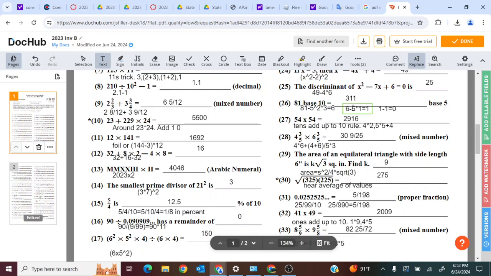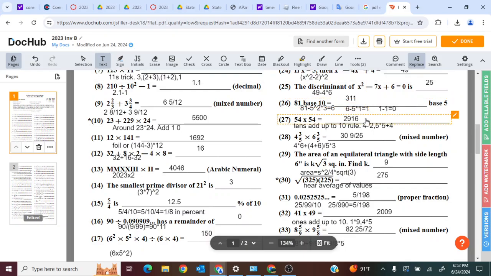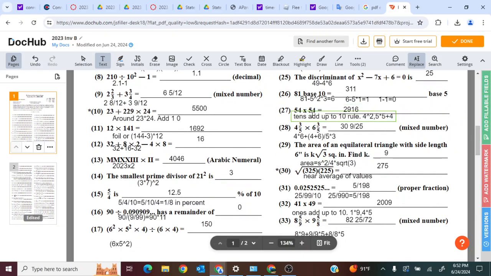How many times does 5 go into 6? Once. You have 1 left over. And that 1 is just left over, so you can put it right there. How many times does 1 go into 1? Like, come on. Okay, 54 times 54.